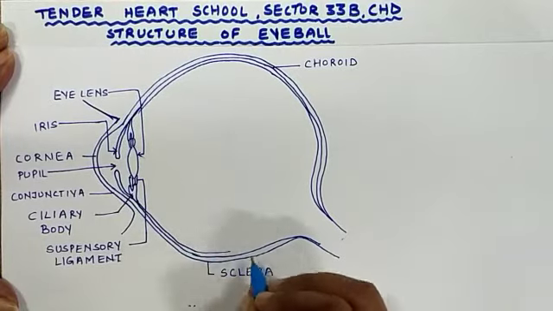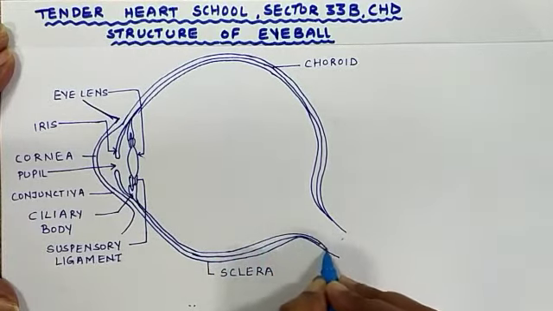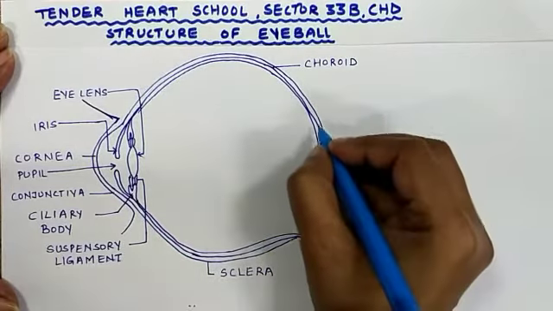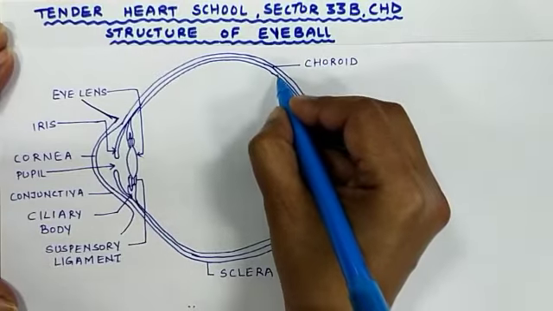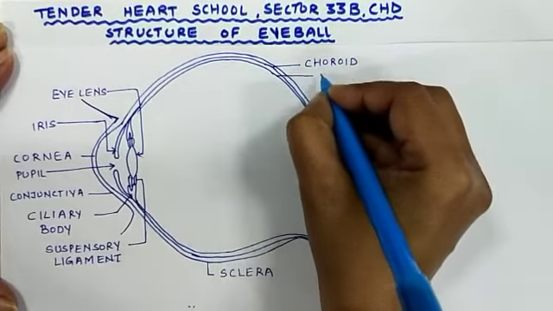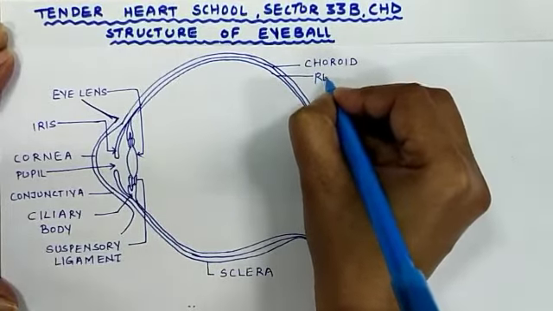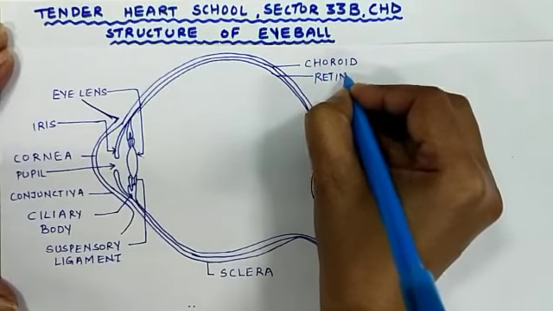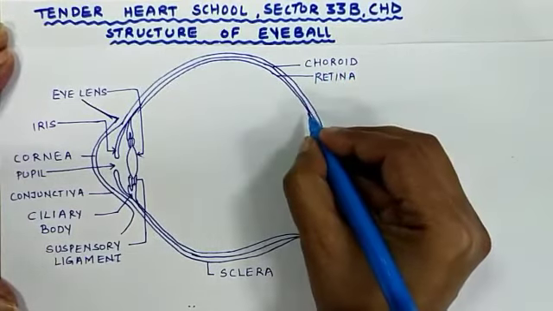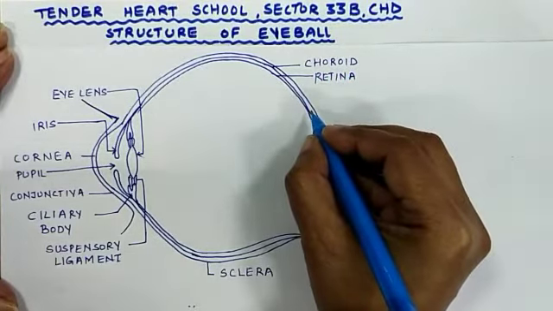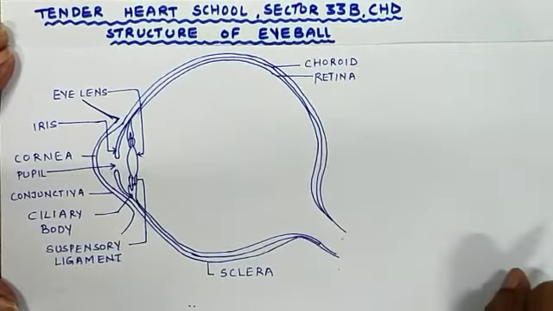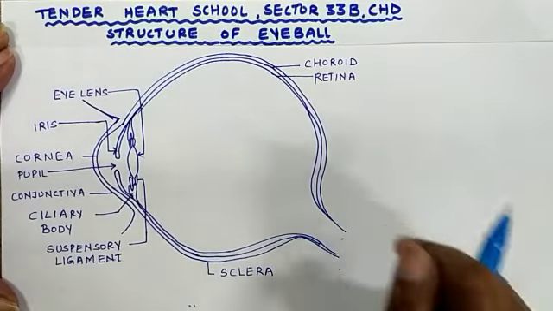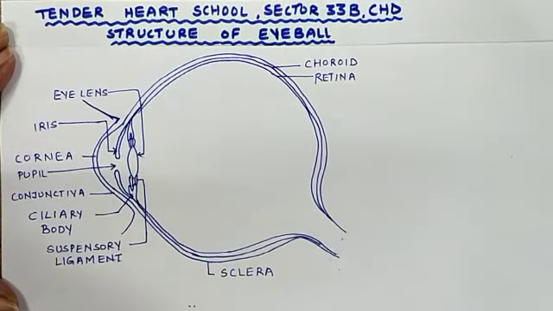Retina is the layer of the eye on which the image is formed. Retina is having the sensory cells. So let us just label this one, the innermost layer. This is the retina. Retina is the layer which is containing the sensory cells for sight. That is, the cone and the rod cells are present in the retina. So image is formed on the retina, right?